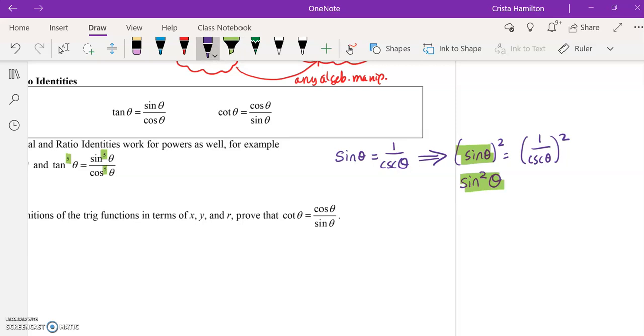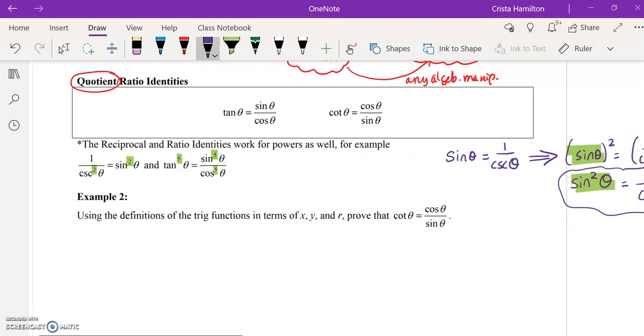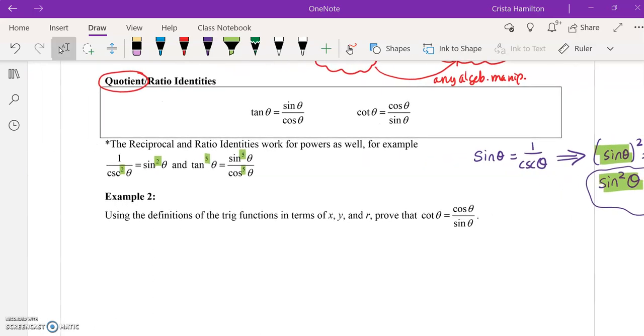Now, over on the other side here, squaring 1 squared is just 1, and then squaring cosecant becomes cosecant squared theta. And so that gives us this new power identity, and that works for any power. So applying a power to both sides does not matter. Right? Now, let's actually do a proof.